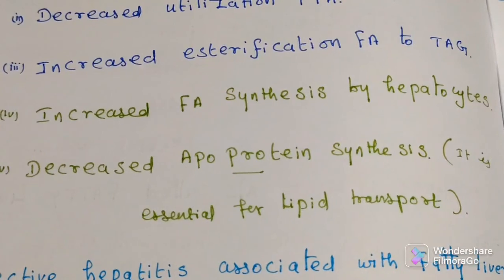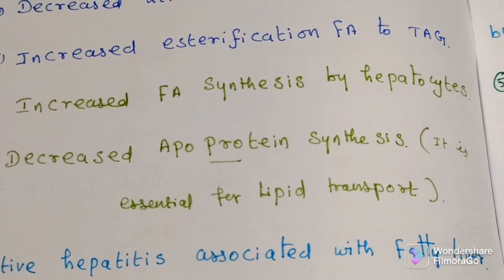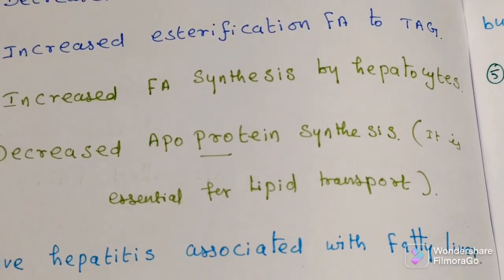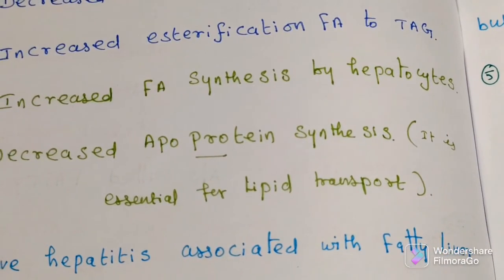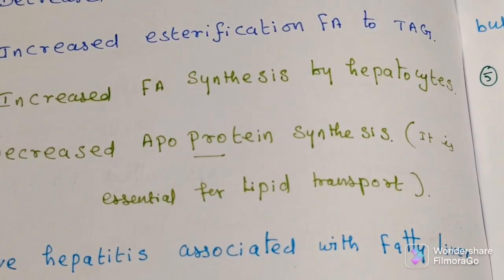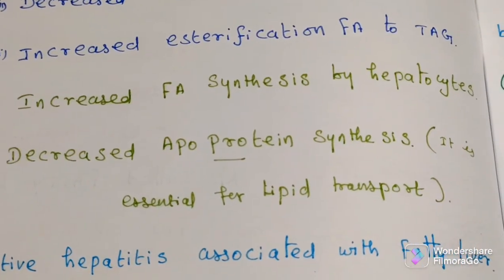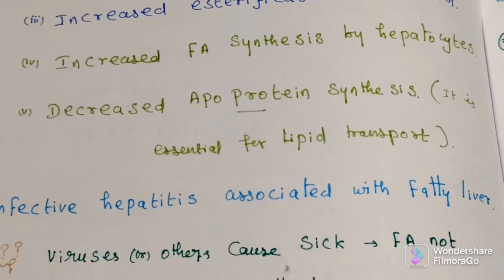Next factor, decreased apoprotein synthesis by hepatocytes. Apoprotein is a protein synthesized by hepatocytes. This apoprotein binds with lipid and forms lipoprotein. With the help of lipoprotein only, lipid is transported in our body. So decreased apoprotein synthesis also causes fatty liver.